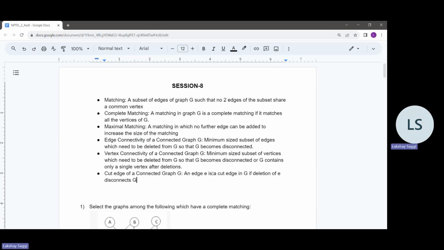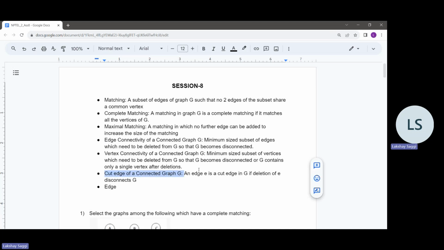So an edge E is a cut edge in G if deletion of E disconnects G. Similarly, we can define the notion of cut vertex also, like deleting that vertex disconnects the graph. You can extend all the notions of edges to vertices also. Similarly, what's an edge cut of a connected graph G?